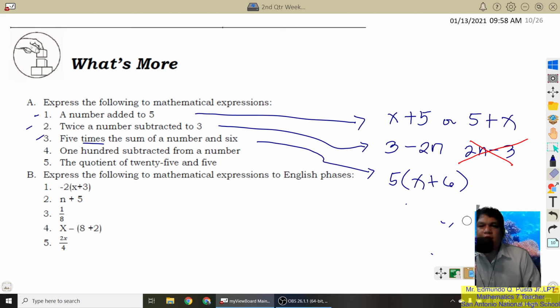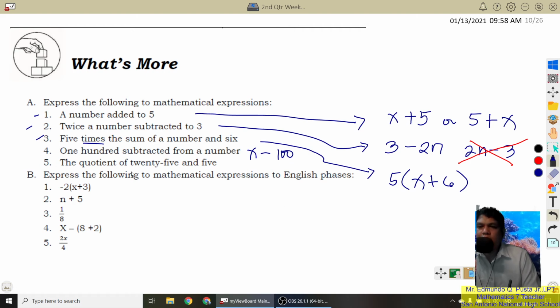Continue na. 100 subtracted from a number. Okay? So, 100 subtracted from a number. So, we have x minus 100. Okay? So, 100 ay sinubtract daw sa number.